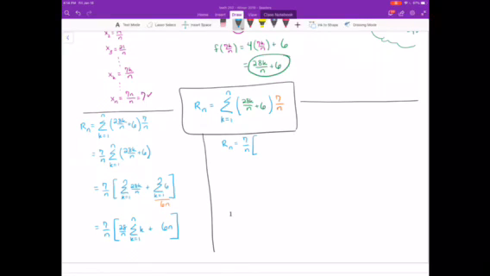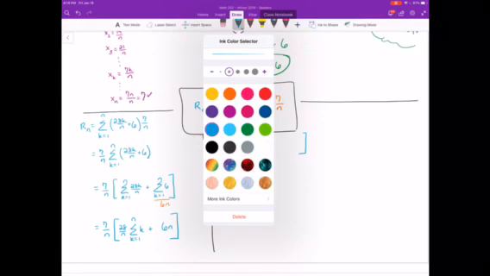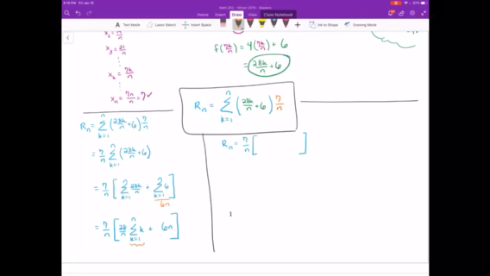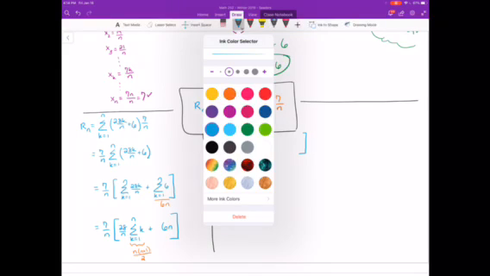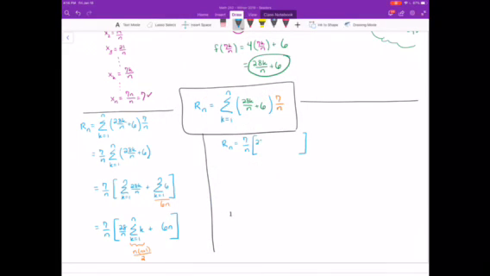And now I have this 28 over n times k, well, the sum of k from 1 to n. And I remember my formula that's at the top. It tells me if I add up k from 1 to n, that's the same as n times n plus 1 over 2. So I get 28 over n times n plus 1 over 2. I still have my plus 6n.